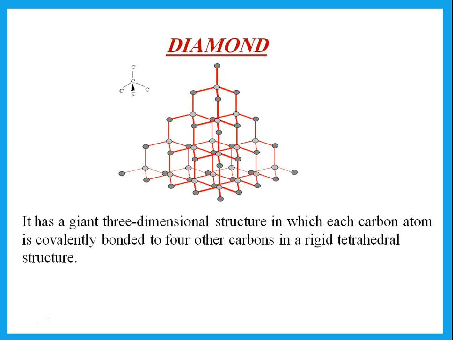Now, in diamond, each carbon is covalently bonded to how many other carbons? To 4 other carbons. In this kind of structure, called a tetrahedral structure, we have one carbon in the middle, one on top, and 3 forming something like a pyramid below it. So, if the question says describe the structure of diamond, what do we say? Giant three-dimensional structure, in which each carbon atom is covalently bonded to 4 other carbons in a rigid tetrahedral structure.